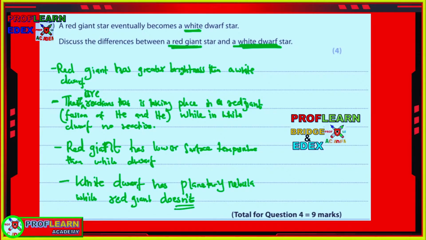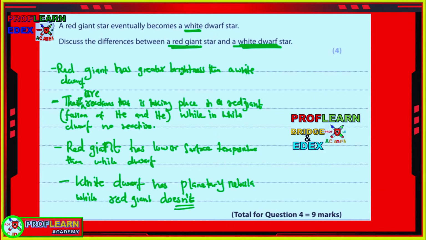Because a red giant is large, it is brighter. It has greater brightness than a white dwarf. But we are also going to realize that inside the red giant, there are some nuclear reactions, and those reactions are of helium and helium, which result in the formation of heavy metals. When all the helium is used up, the red giant collapses and becomes a white dwarf.